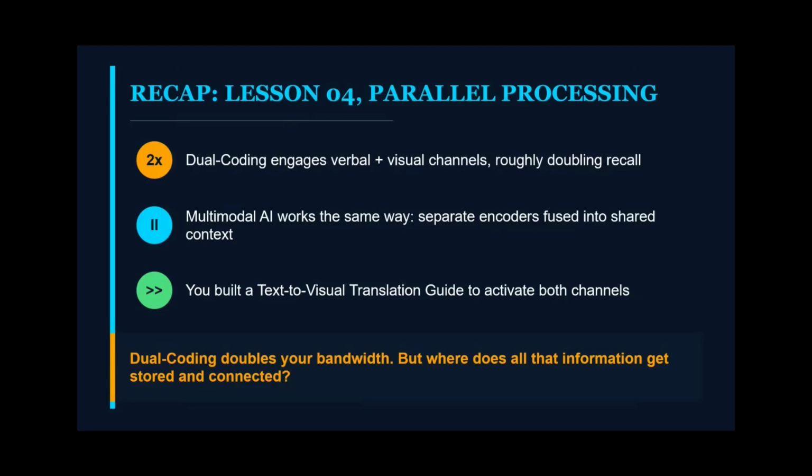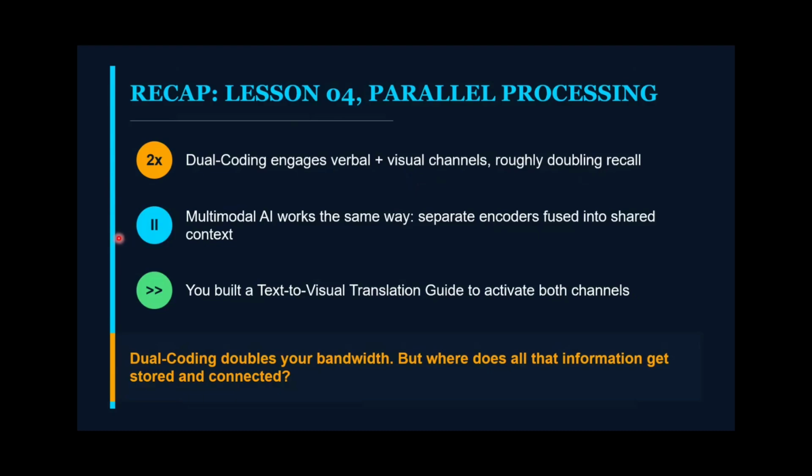Before we get into the lesson, let's do a quick recap. In the last class, parallel processing, we learned that dual coding engages both the verbal and visual channels. Very important that you use both of these channels so that we can double the recall, making learning twice as efficient, twice as optimal. We also learned that multimodal AI works in the same way.